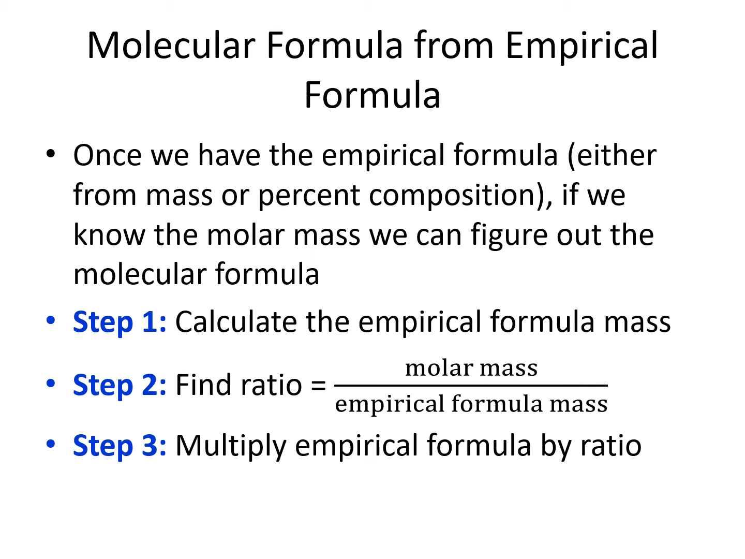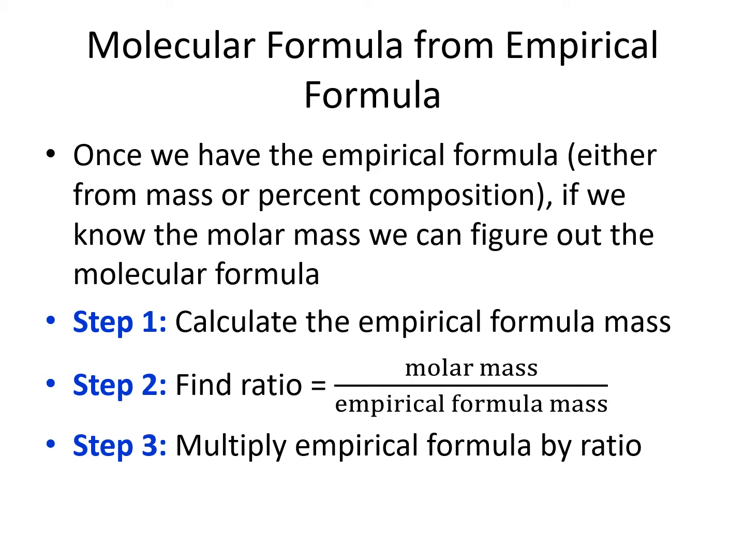Our final type of calculation in 6.2 is finding a molecular formula if we know the empirical formula. Remember, we can find the empirical formula if we know either the masses of each of the elements in grams or the percent compositions. Once we have an empirical formula, our first step is calculating an empirical formula mass. That is, the mass based on the empirical formula.